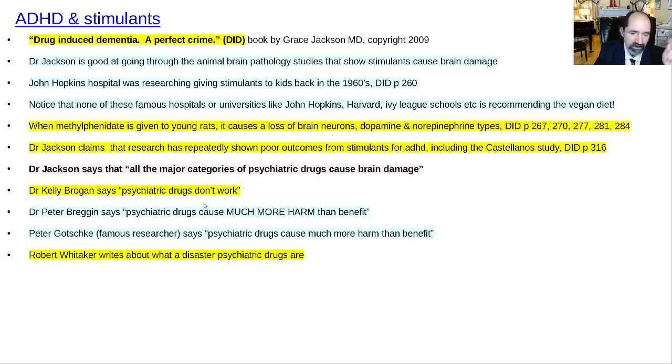Like I said, Kelly Brogan, psych drugs don't work. Peter Breggin, psychiatric drugs cause much more harm than benefit. Peter Gøtzsche, he's a very famous researcher, one of the most famous researchers in the world. He says psychiatric drugs also cause much more harm than benefit. Robert Whitaker, we talked about it. He writes all about what a disaster psychiatric drugs are. So I think that's my last slide. Yep. So anyways, be advised, try to help these poor kids, and I hope that's helpful.